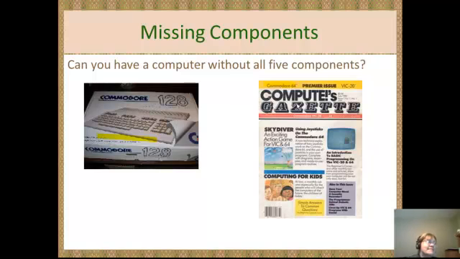So did I really use that computer? And the answer is no. The following Christmas, my mom bought me the storage device, and I did start using it a lot more. So you really do need all 5 components to have a practical computer that you would use.